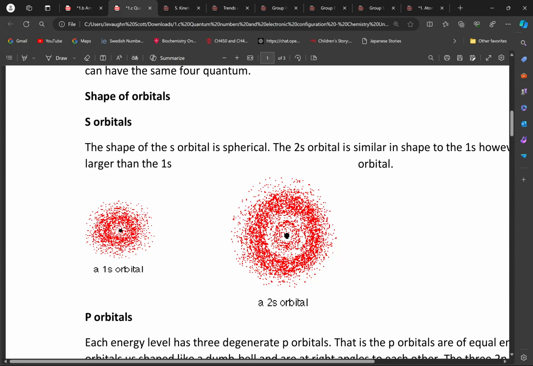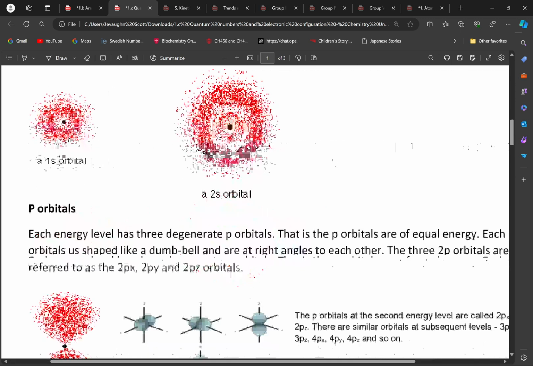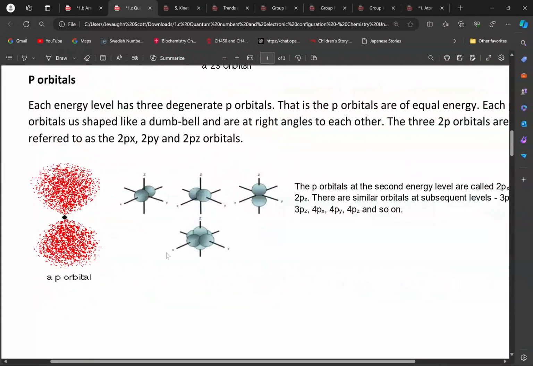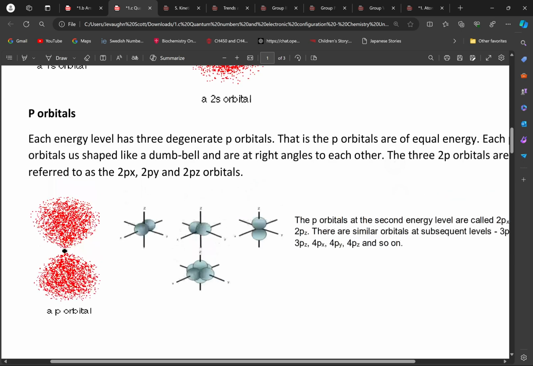With the 2s, you're going to have one region of electron density, then an area of no electron density, then high electron density around it. That's going to be for the 2s orbital. And for the p orbital, you're going to have a dumbbell shape. And we know we have pz, py, and px orbitals, right? So you guys need to know how to draw your orbitals. Any questions about drawing the orbitals? Any issues with the orbitals?